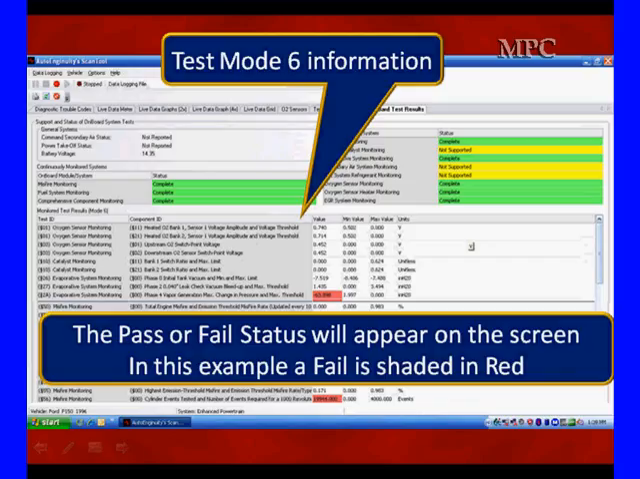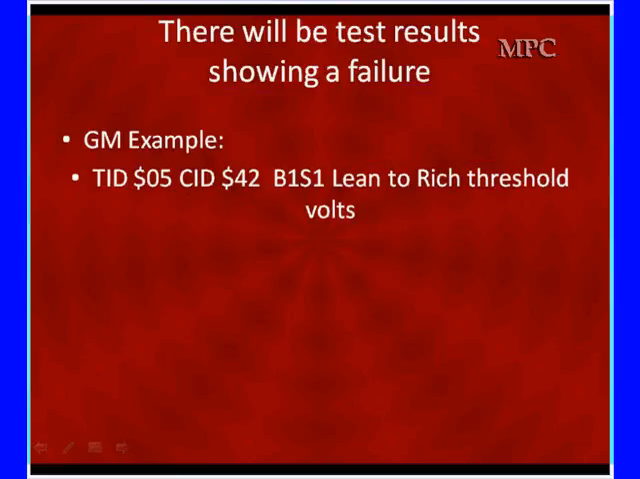In this particular case, we've got a red indication down there. It was for a TID 05, a SID 42, saying that the B1S1, Bank 1, Sensor 1 for fuel control, lean to rich threshold voltage is not within range. The lean to rich threshold, the distance between lean and rich, is wrong. This would be an indication that you need to go investigate the oxygen sensor before you beat up on other stuff.